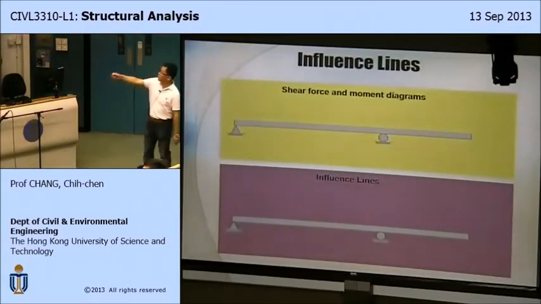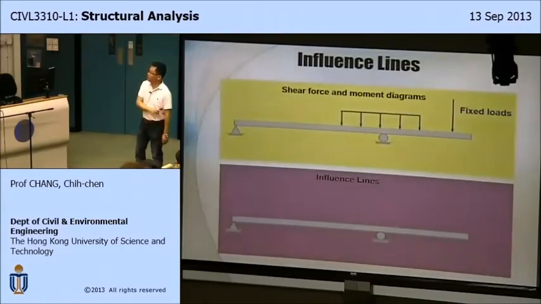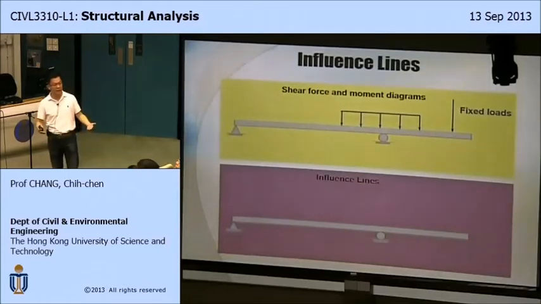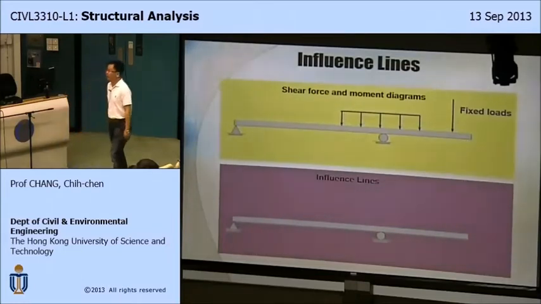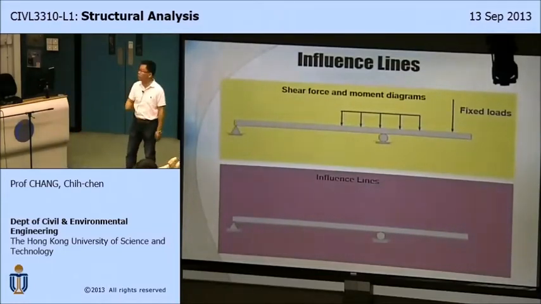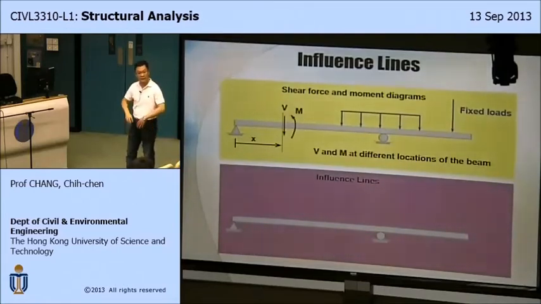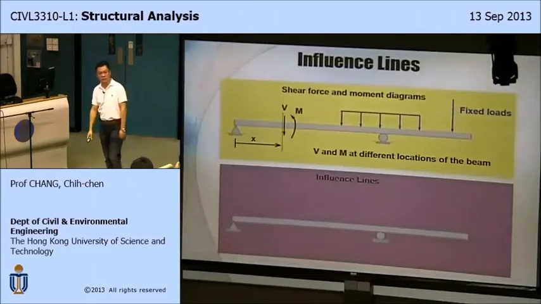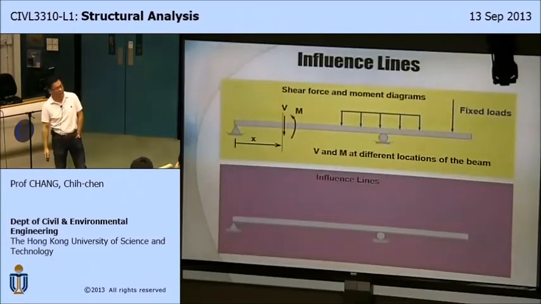All right, so what is a shear force and bending moment diagram? Here, I have a fixed loading, fixed locations, fixed magnitude. Everything is fixed. Loading is fixed. And I plot the internal shear force and bending moment diagrams at different locations. So I should have x and V, x and M. This x is the locations where you plot the shear force and bending moment diagrams.